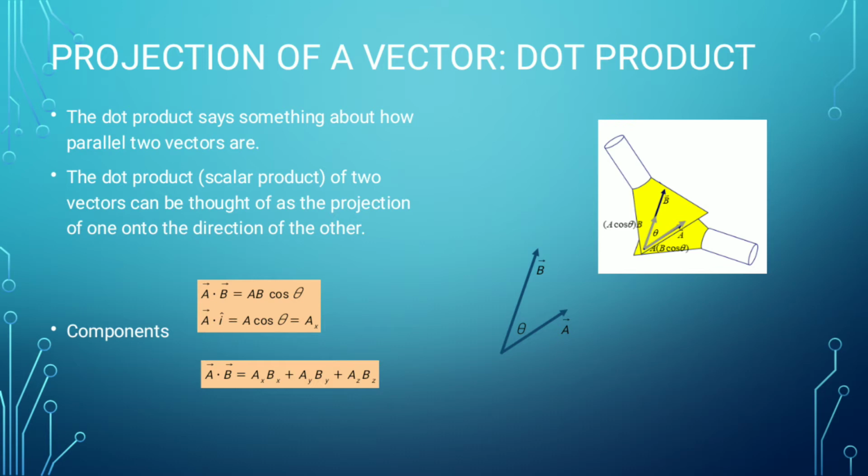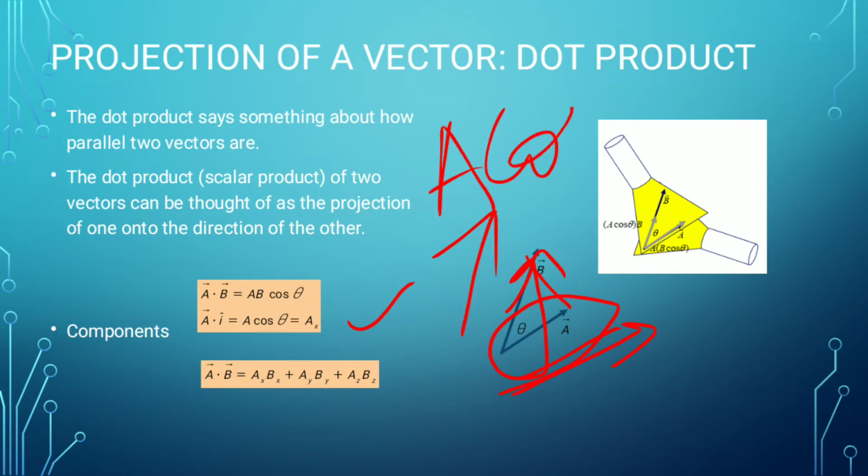See here, we are having A vector here and B vector in this direction. Now, I am going to project this A vector over the B vector. Projection of A vector on B vector: the answer will be A cos theta. If I am projecting the vector B over the A vector, then the output will be B cos theta.